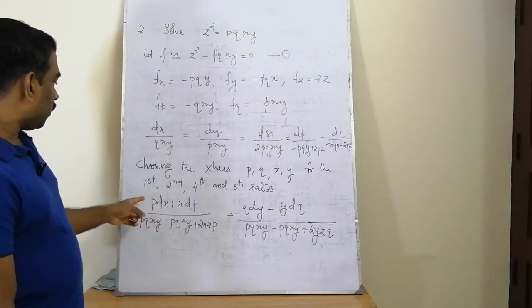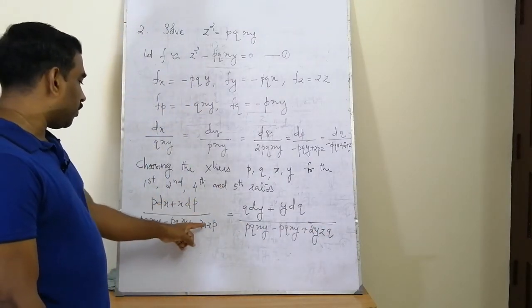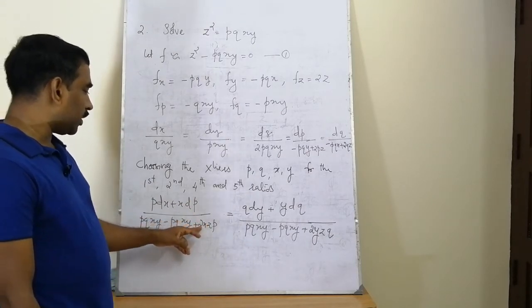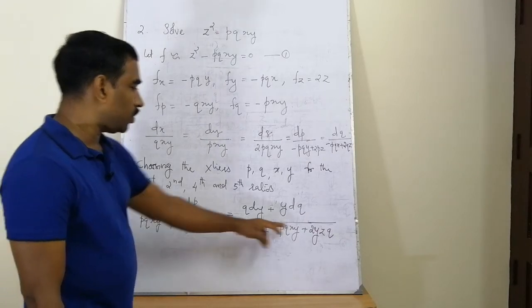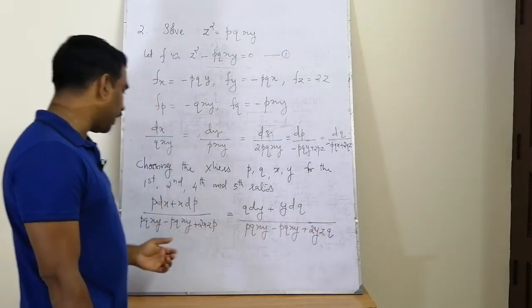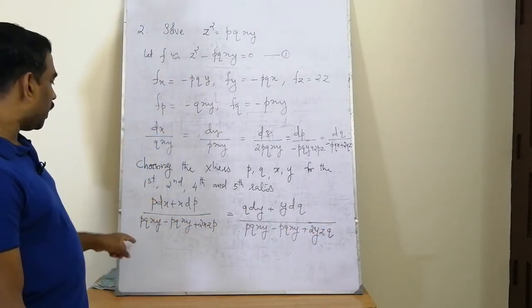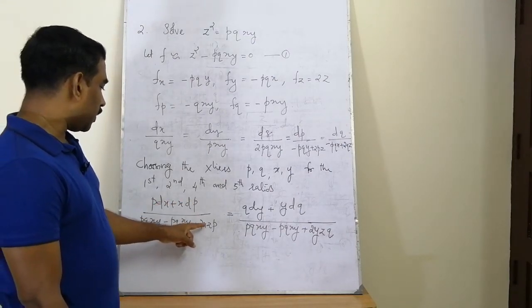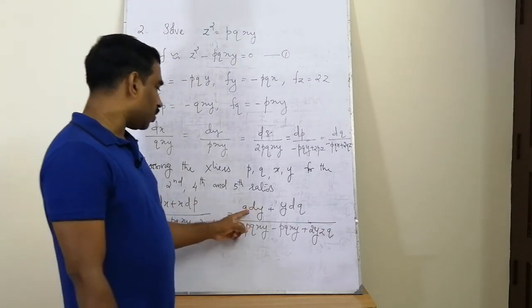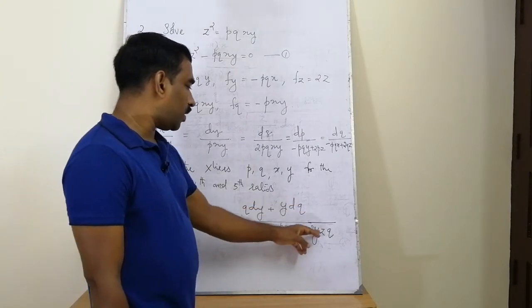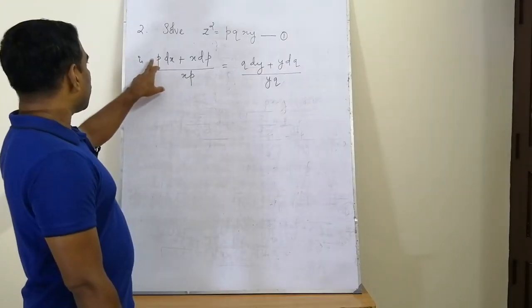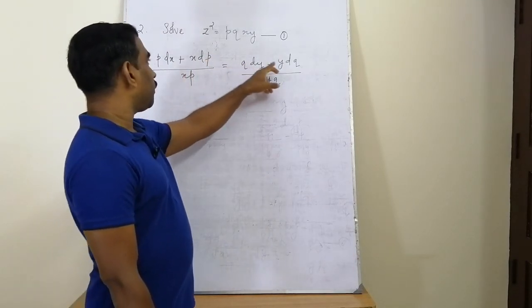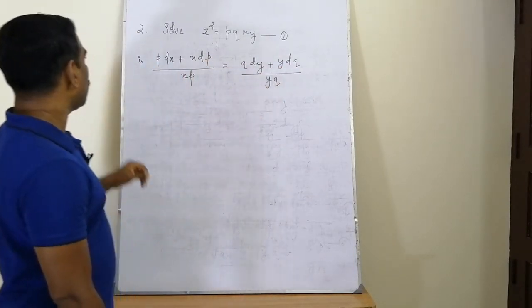So finally we have p dx plus x dp divided by x, and we can cancel one more term in the denominator, that is 2z. 2z is a common factor in both the denominators. So we are finally left with p dx plus x dp divided by x p is equal to q dy plus y dq divided by y q. So the simplified expression is p dx plus x dp divided by x p equal to q dy plus y dq divided by y q.